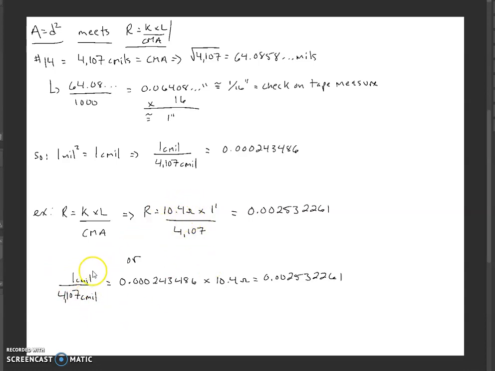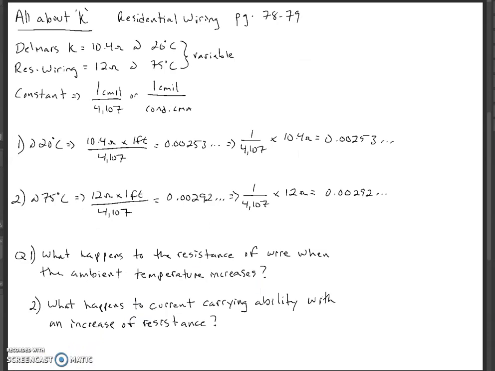Now the 10.4 ohms does represent the 1 C mil. So I just wanted to express here that there's a relationship when applied, and we can apply this to any value, because in residential they give us a different value. So residential wiring, page 7879, deals with voltage drop. In Delmars, the K is 10.4 at 20 degrees. Residential wiring is 12 ohms at 75 degrees. So there's a variable right there with your K value. But the one constant will always be this relationship right here, the C mil to the conductor circular mil area.